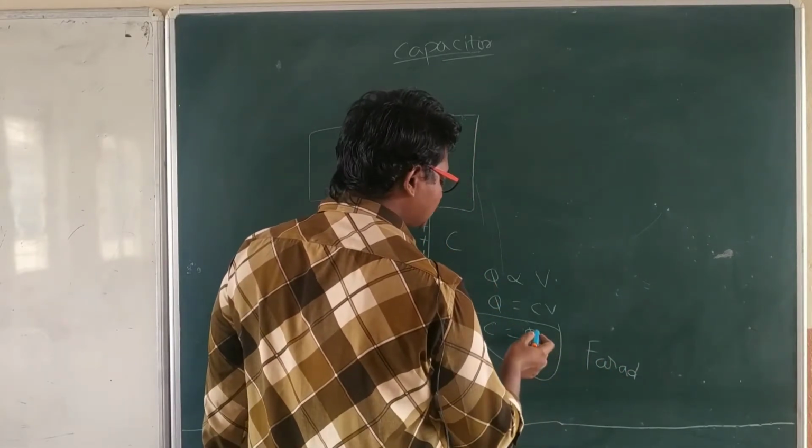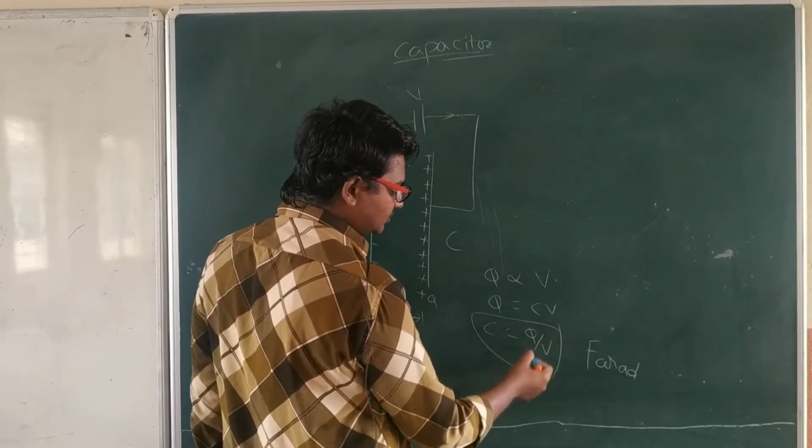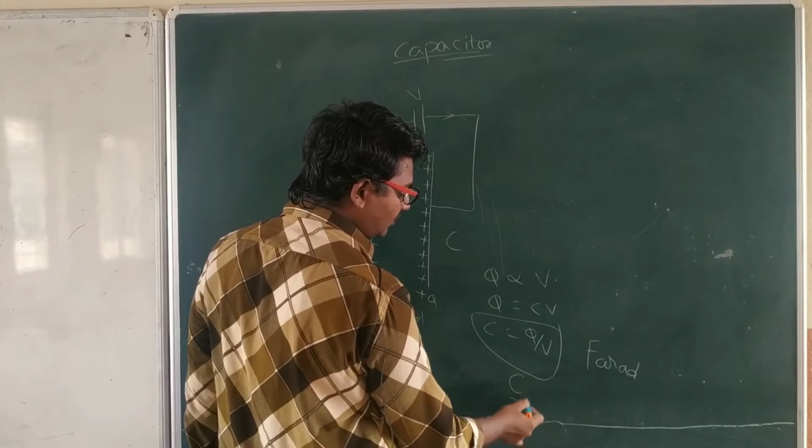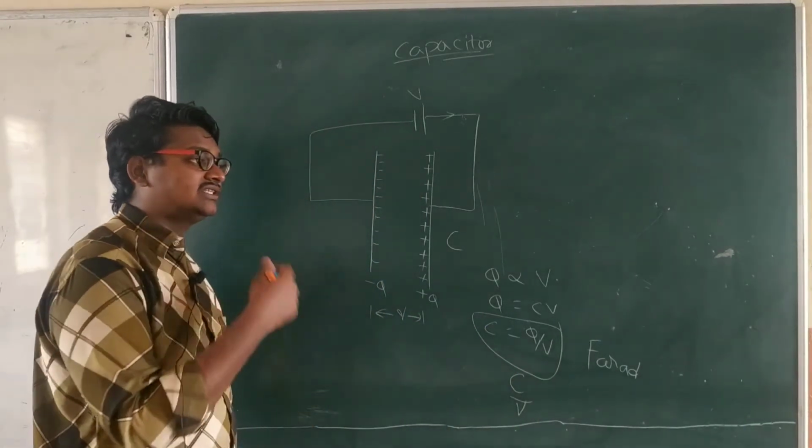One farad is equal to, from this equation we can get Q, which means charge, is measured in coulombs. 1 coulomb per 1 volt. 1 farad is equal to 1 coulomb per 1 volt. But 1 farad is a very big unit.